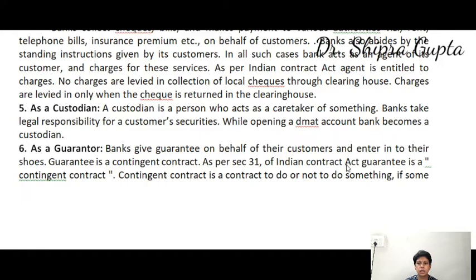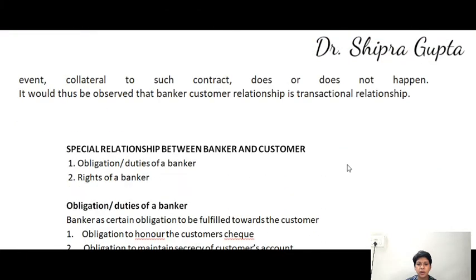As per section 31 of the Indian Contract Act, a guarantee is a contingent contract. A contingent contract is a contract to do or not to do something if some event collateral to such contract does or does not happen. It would thus be observed that the banker-customer relationship is a transactional relationship. Banks provide security and act as guarantor of their customers.